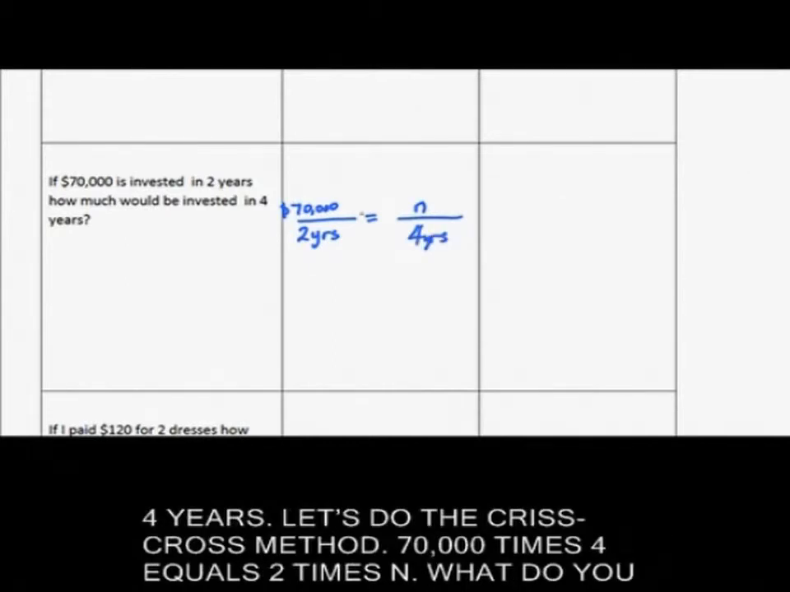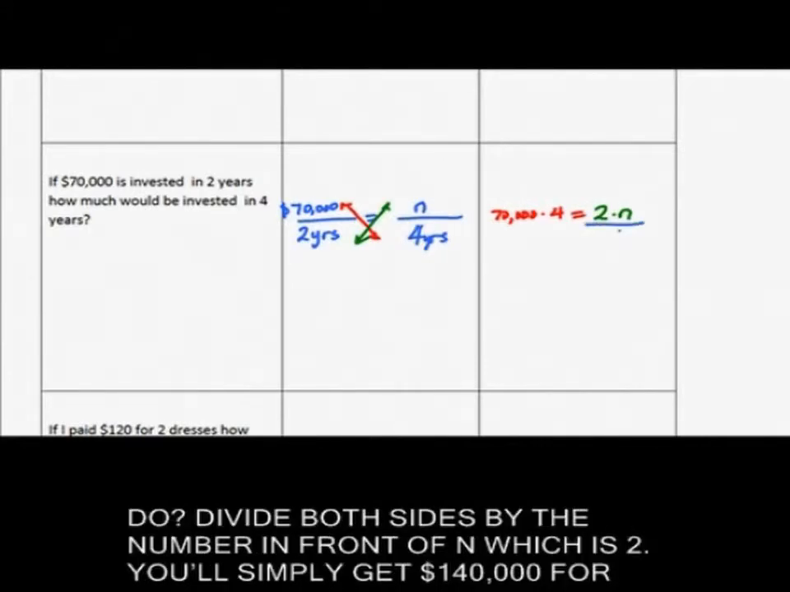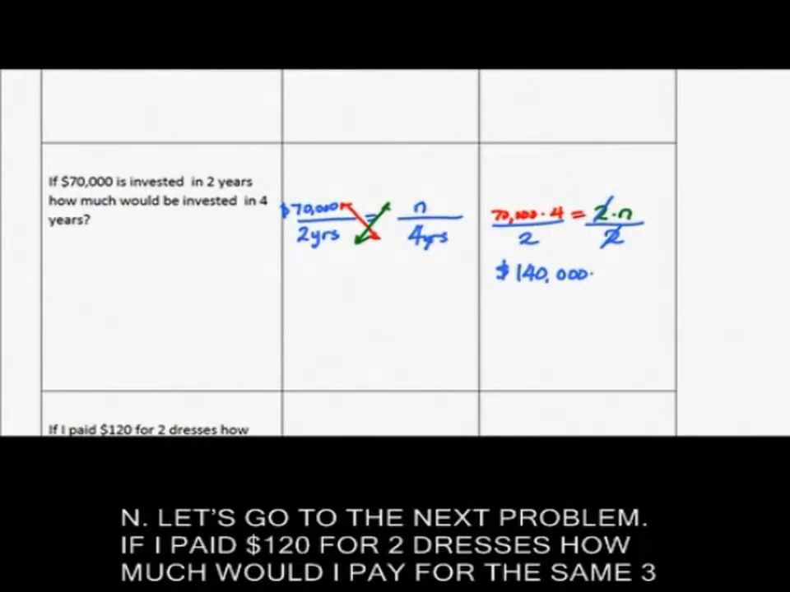Let's do the crisscross method. 70,000 times 4 equals 2 times n. What do we do? Divide both sides by the number in front of n, which is 2. You'll simply get $140,000 for n.